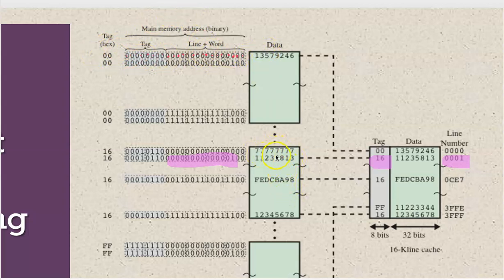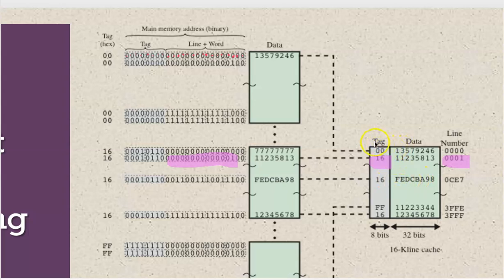What about this data over here that I have highlighted before? So this data is associated with line 001, or just binary 1, right? And the tag number is 16. So on line number 0001, I can map this data from the main memory, and I put in the tag of 16. Now what about this line of data? This line belongs to 0CE7, which is basically this address over here. You can use a binary to hex converter to find out what this binary means in hex. So this corresponds to line number 0CE7, and the tag number is 16, and this is the data associated with this address.